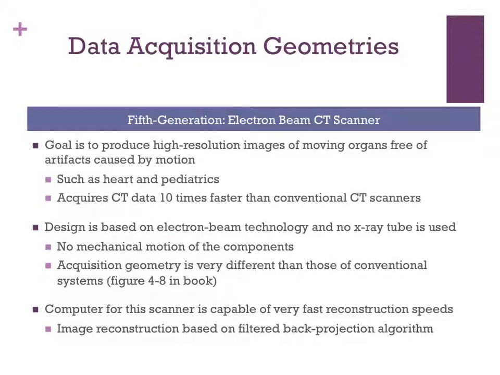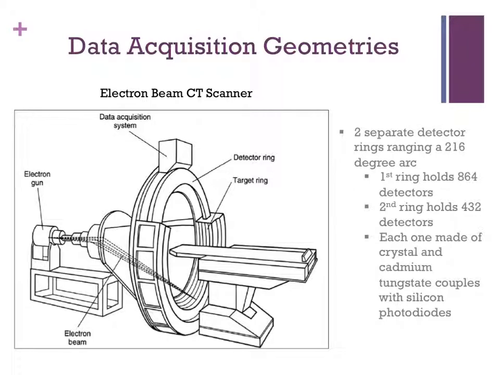The computer for this type of scanner is capable of very fast reconstruction speeds, and the image reconstruction is based on the filtered back projection algorithm. More of these types of machines are actually expected to be distributed worldwide in the near future. So this picture is a basic configuration of an electron beam scanner.